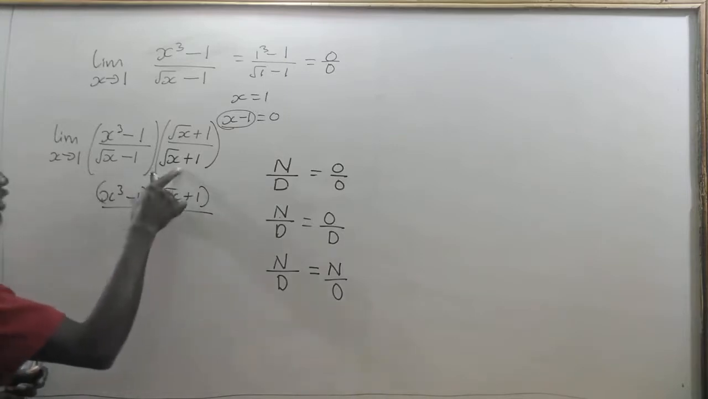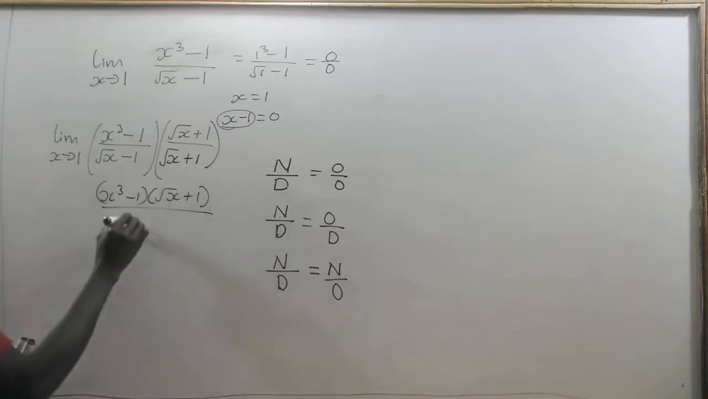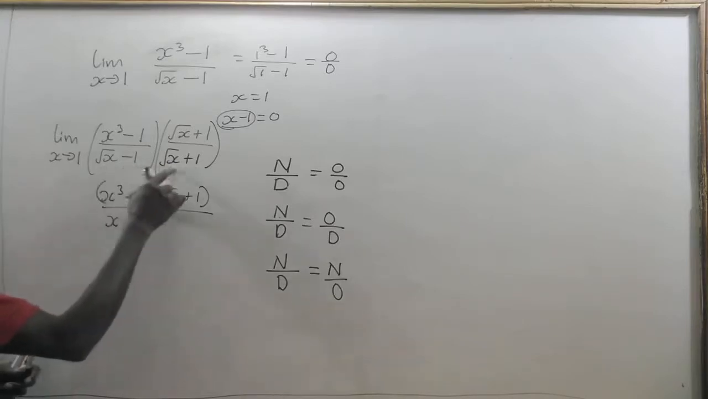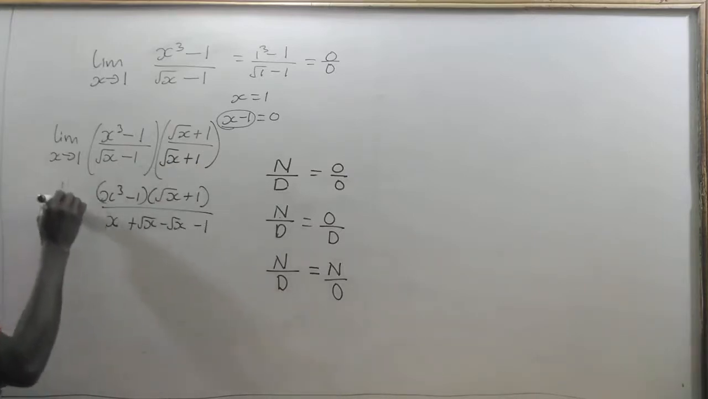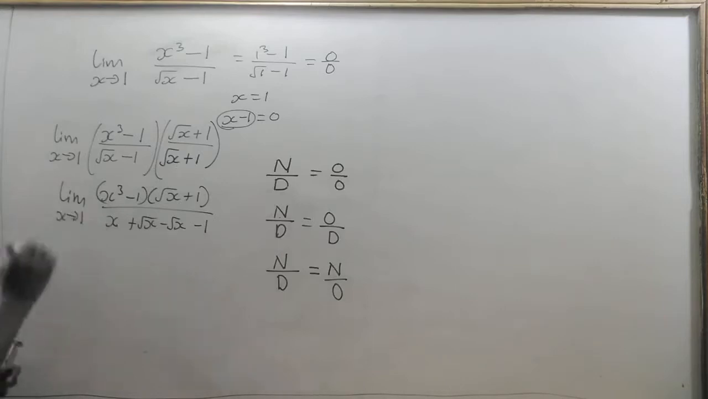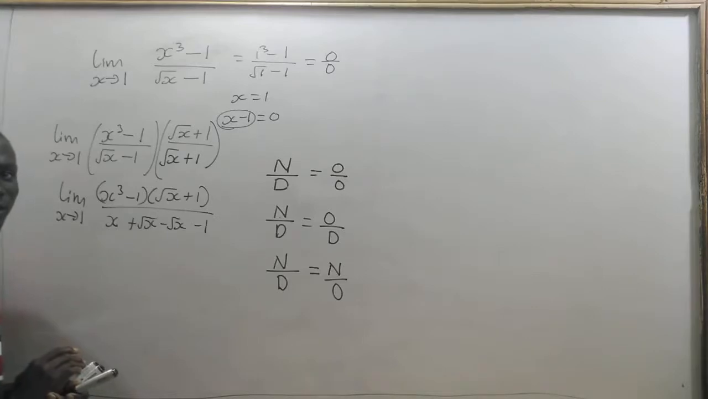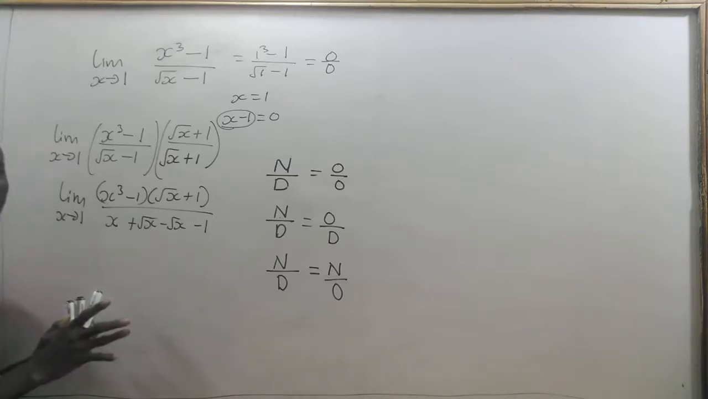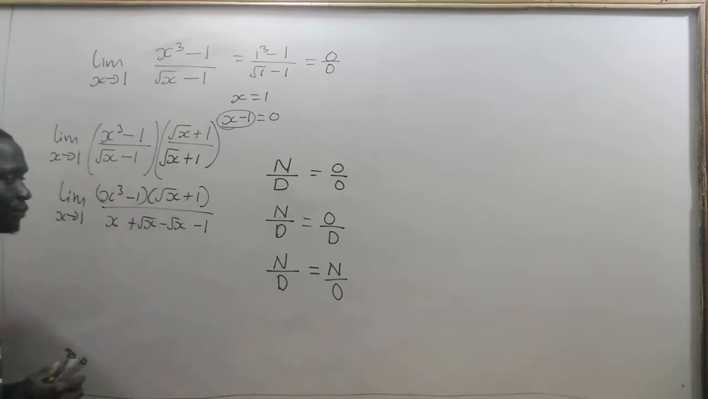Then let's expand the denominator. With x times x will give us x. With x times 1 will give us plus x. This will give us minus x. And this will give us minus 1. Then bring the limit as x approaches 1. Here, I did not expand the numerator. The reason is that each question has its own fix. Each question has its own fix. So as we solve plenty of questions, then you note how you go about each.